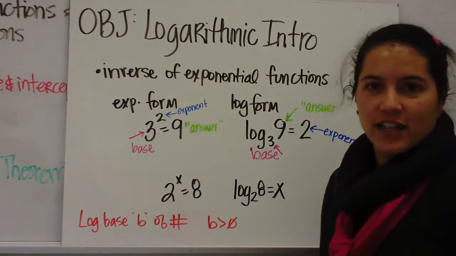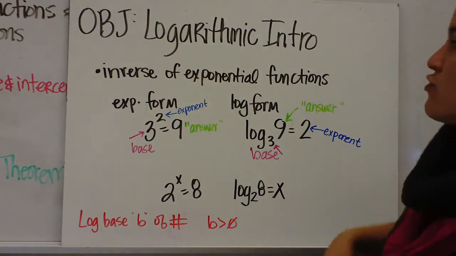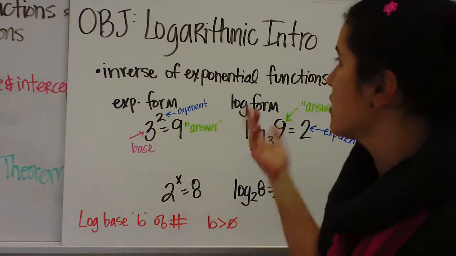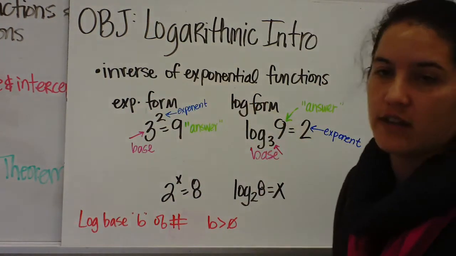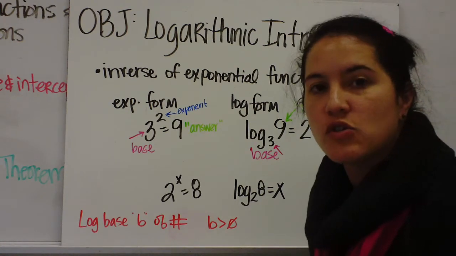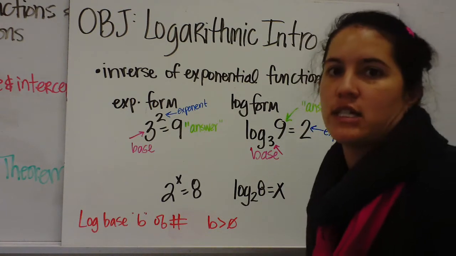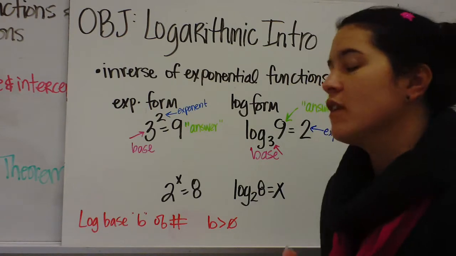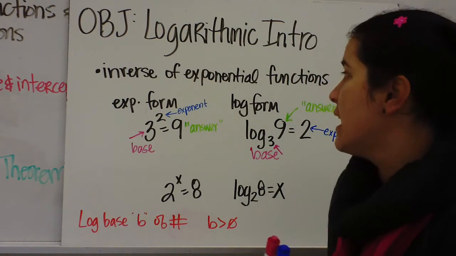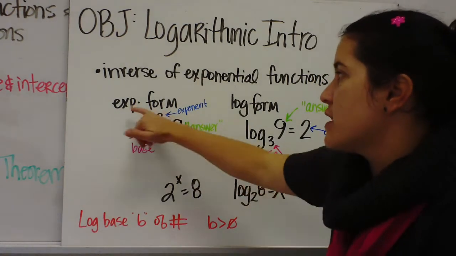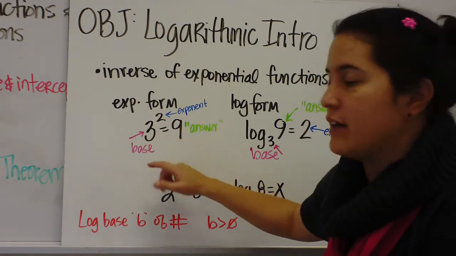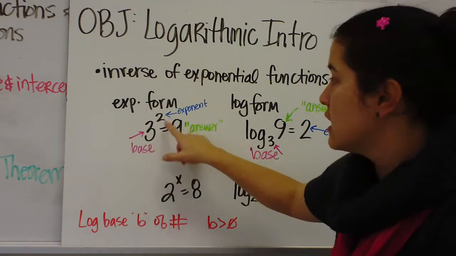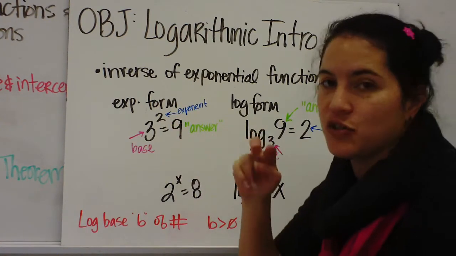So today's objective is logarithmic functions. A logarithmic function is the inverse of an exponential function. If you are trying to find the exponent in an exponential function, you can use the log function. So here's just an example. This is an exponential form: 3 to the second power equals 9. 3 squared equals 9. The base is 3, the exponent is 2, and 9 is your answer.